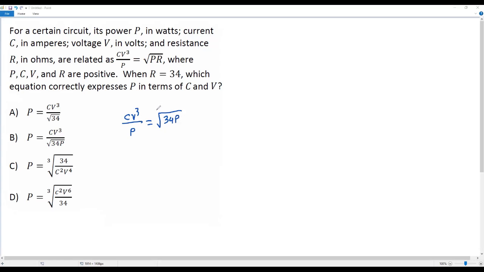Okay, now let's get rid of this square root on the right side. For that, we have to square both sides of this equation. Okay, let me do it. On the right side, the square root and square will cancel out.